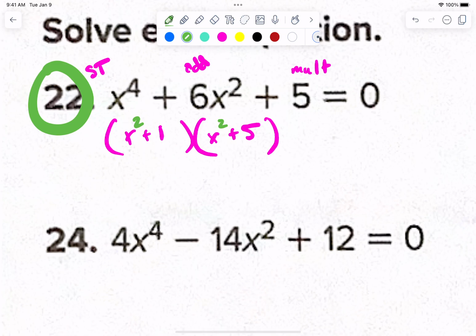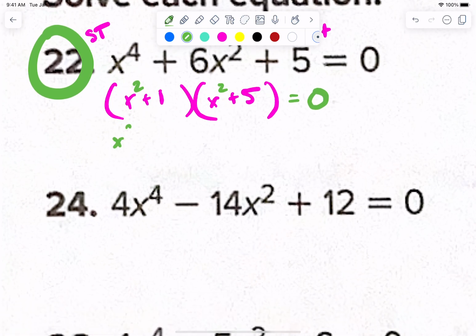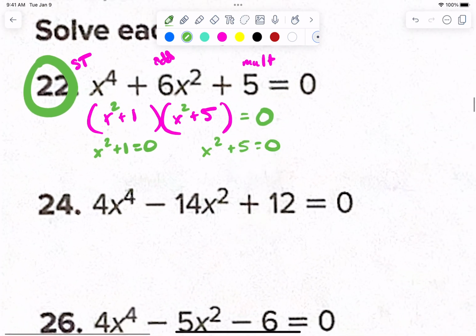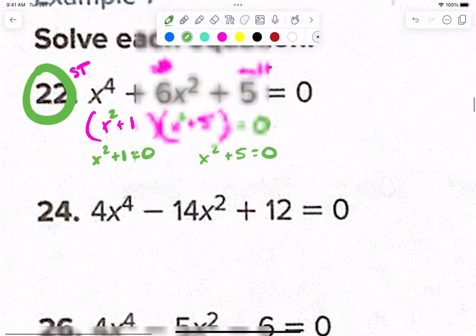Then what do you do with those two pieces? I set them equal to 0. So x squared plus 1 equals 0. Solve that. x squared equals negative 1. x squared plus 5 equals 0. You have to subtract it over and take the square root. You take it from here. Is it imaginary? It might be. So, list out what those answers will be.